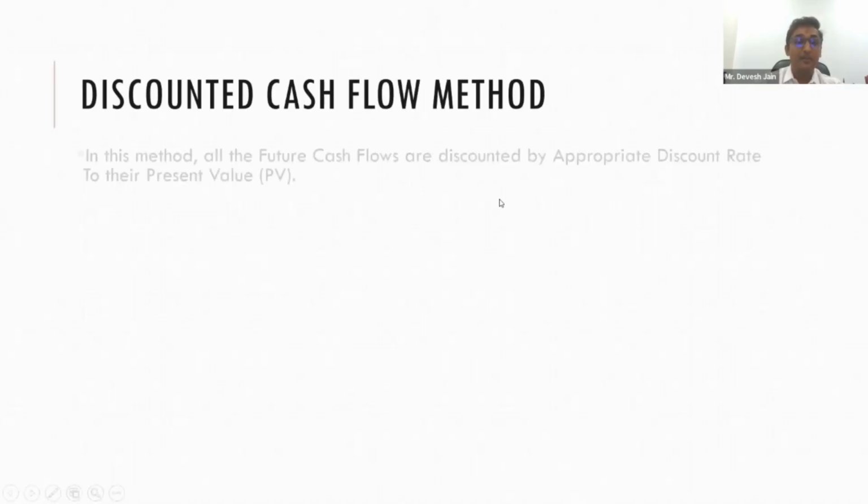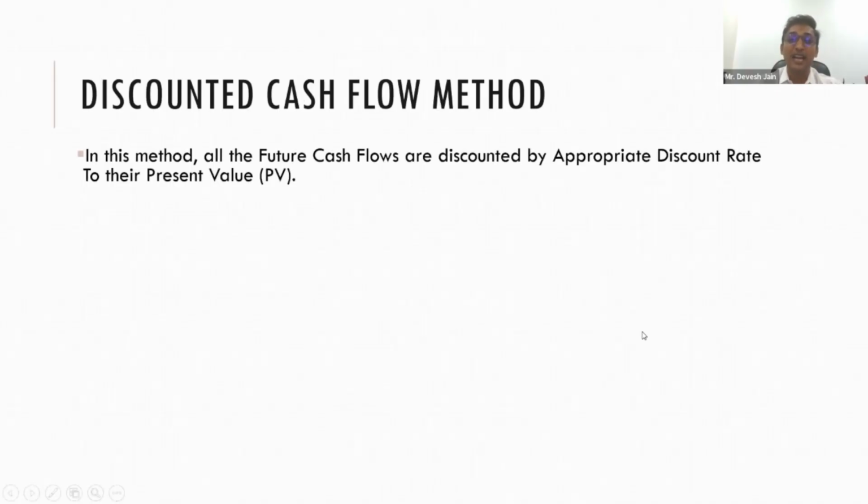Now, next we talk about the discounted cash flow method. This method is also a very important method. In this method, all the future cash flows are discounted by an appropriate discount rate to their present value. All of us know the concept of reversionary value. In this, the future inflows are considered, like what inflow the property will generate in the coming future. Such projections are made, and all those future cash flows are discounted to their present value as on today.